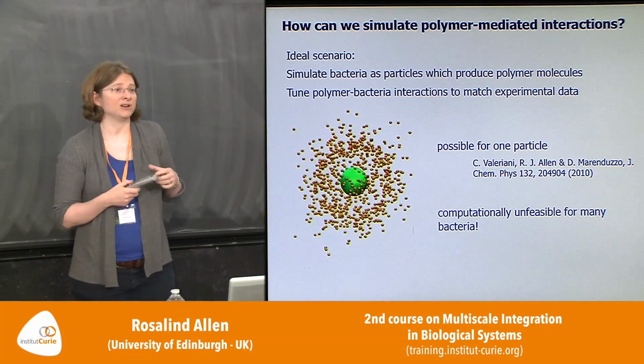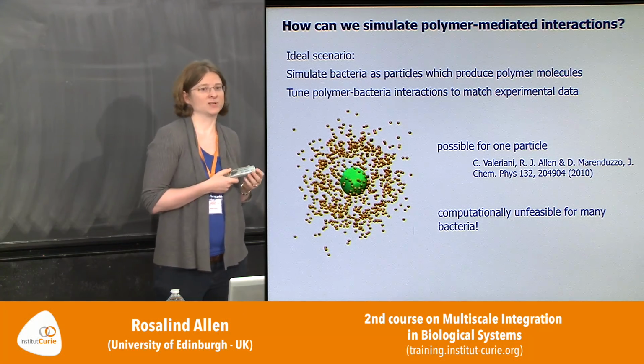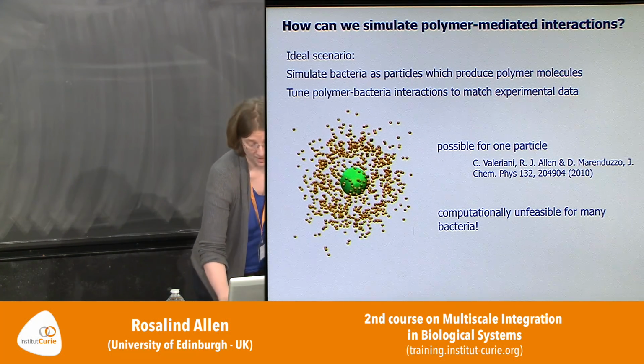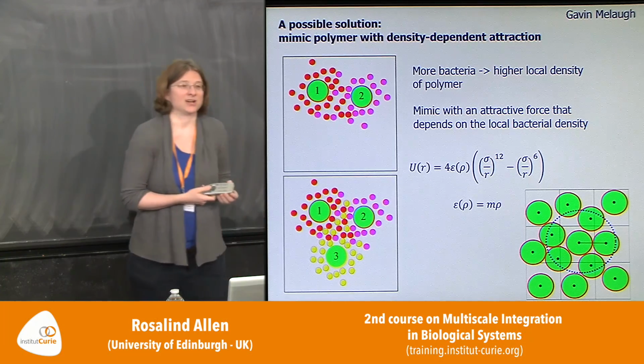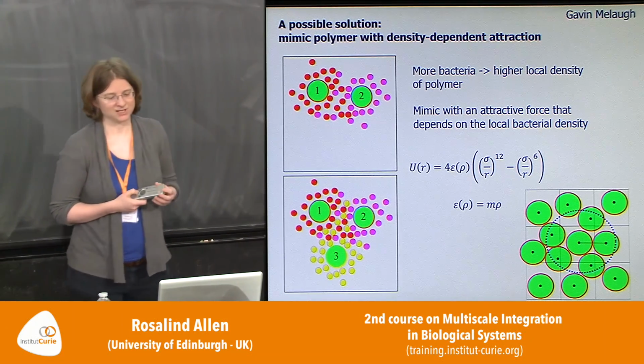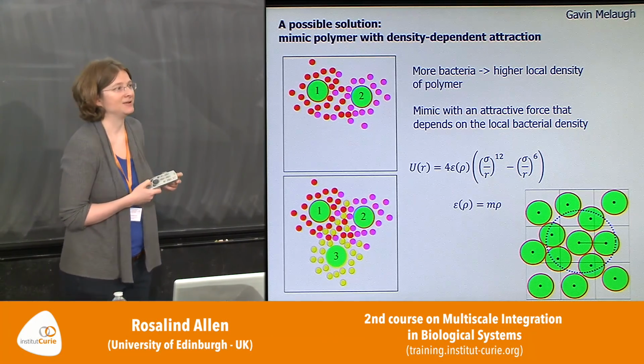And it turns out that you can't really do this for a realistic number of particles because you just have far too many polymer molecules, so it's computationally unfeasible. And so what Gavin's been trying to do is think of smart ways to overcome this problem. And I just have one slide, or two slides, about how he did that.